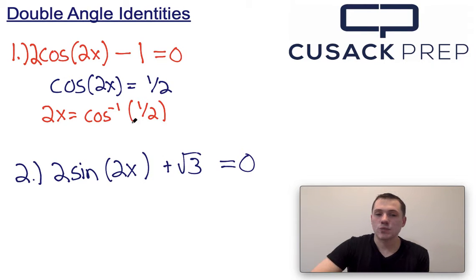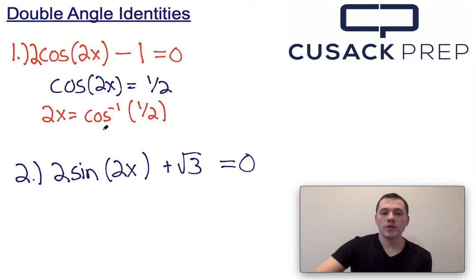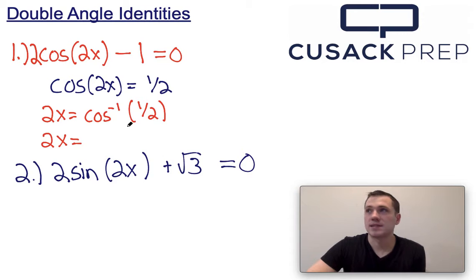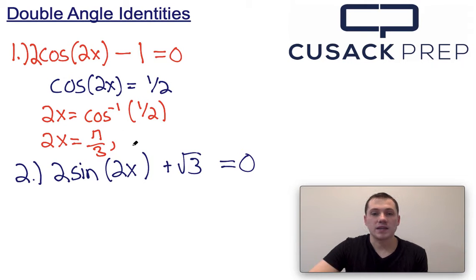And what this means is where on the unit circle is the x value 1/2, because that's what cosine refers to as the x coordinate. We know on the unit circle that this happens where cosine's 1/2 at pi over 3, and then also again in the fourth quadrant at 5 pi over 3.